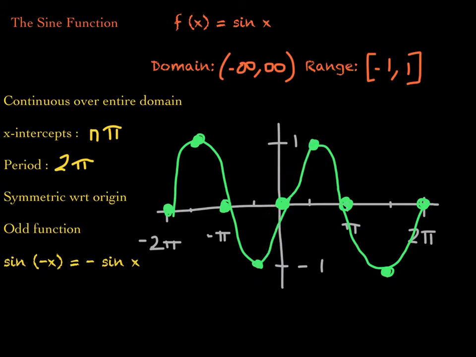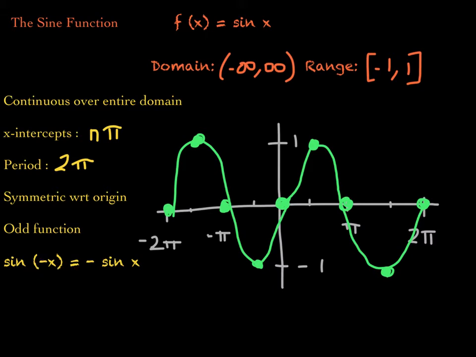And from your algebra studies, you learned that any function whose graph is symmetric with respect to the origin is considered an odd function. So the sine function is an odd function because its graph is symmetric with respect to the origin. What that means is sine of negative x is equal to negative sine of x. In other words, if you consider the opposite of your input, you'll get the opposite of your output, right? Sine of x is your output, x is your input.